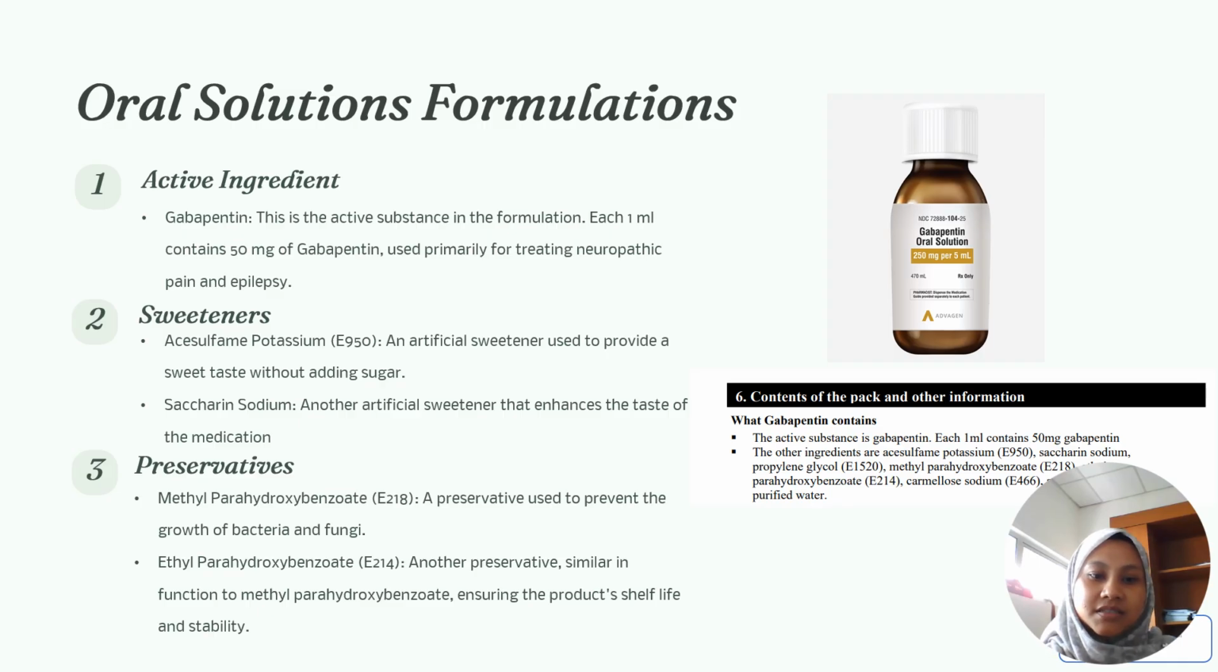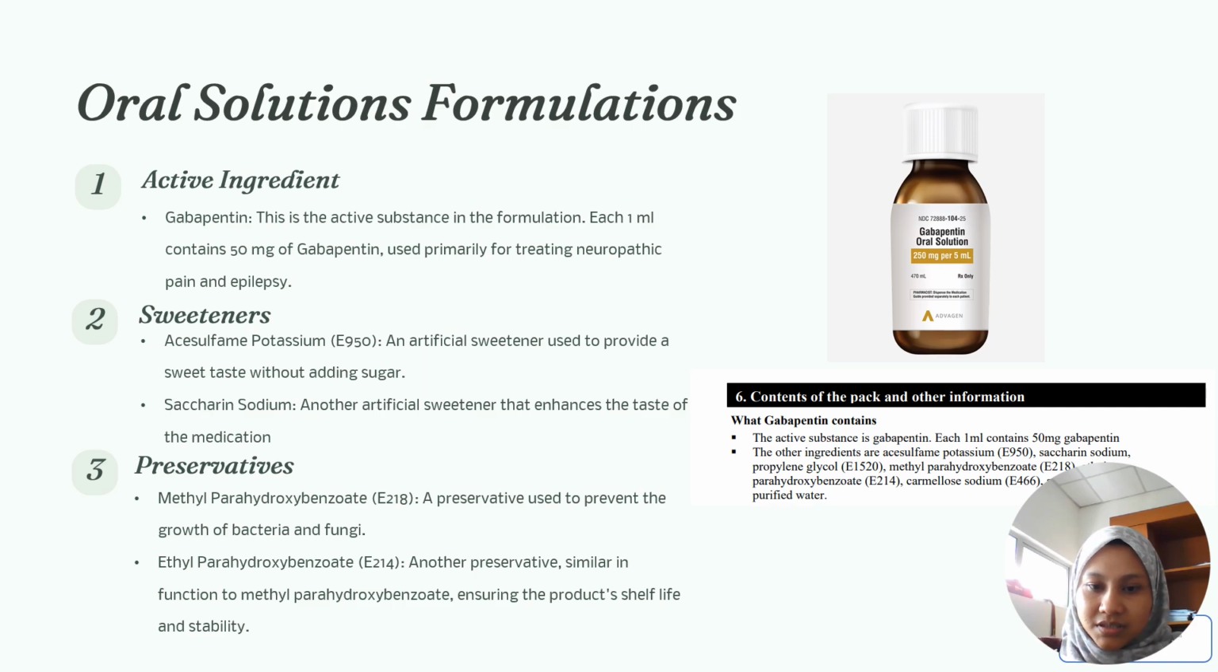This is an example of an oral solution, which is gabapentin oral solution. The active ingredient here, as you can see, is in the list just below the picture of the bottle here.